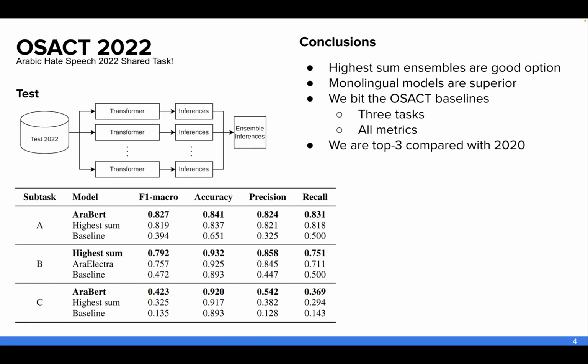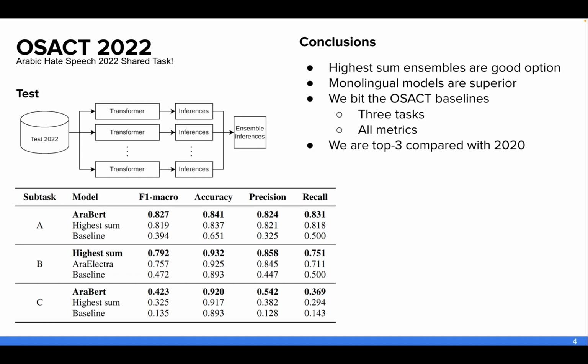On the bottom left, we have our official results on the test data, plus the baseline of the competition. And as we can see, based on the F1 macro, which was the official metric for the competition, we were way better than the baseline, but not only for the F1 macro, but also for accuracy, precision and recall too.